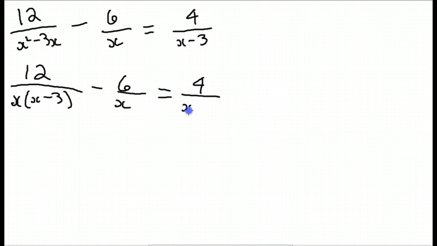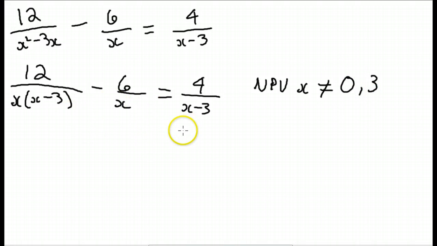4 over x minus 3. Once we have a rational expression in factored form, then we state the non-permissible values. So x cannot be 0 or 3. That tells us we have some common factors here.